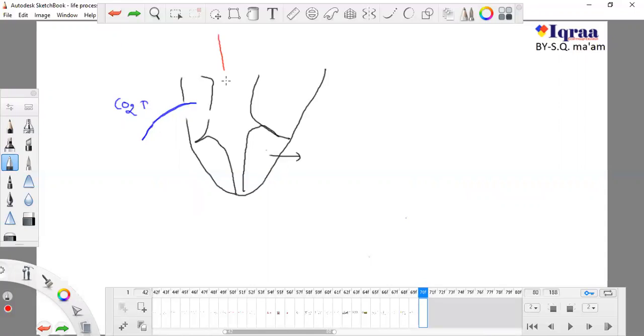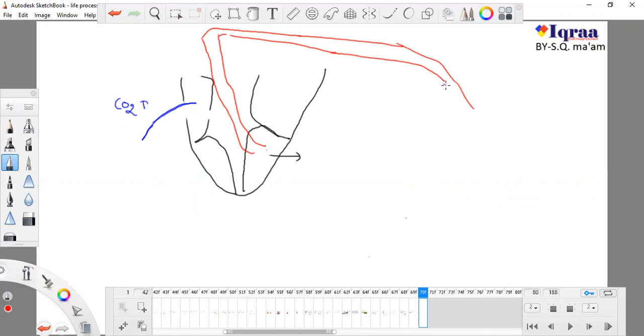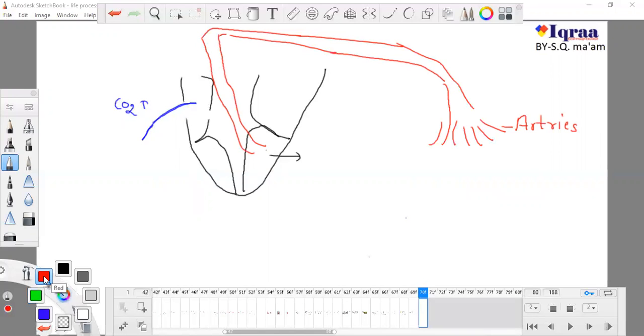I'm drawing it in this way. This is a very thick part. This is the aorta, and this aorta is very thick. After some time, this aorta will bifurcate into very small pipes, and now they are known as arteries. These arteries again bifurcate into many tiny pipes. They are much tinier, and they are known as capillaries.